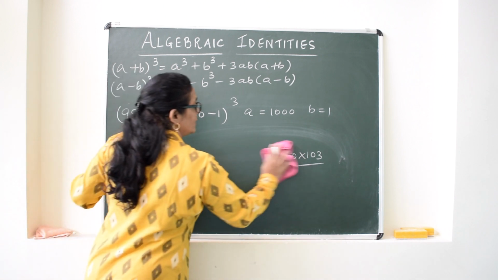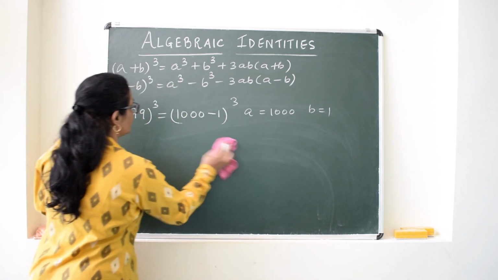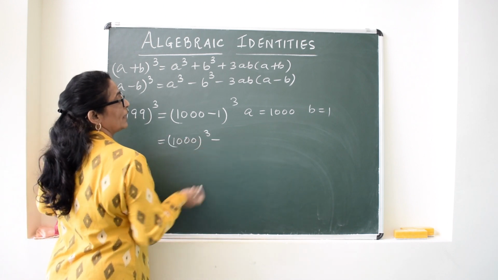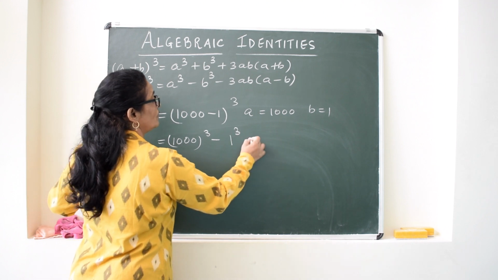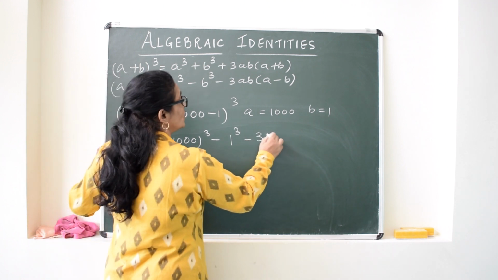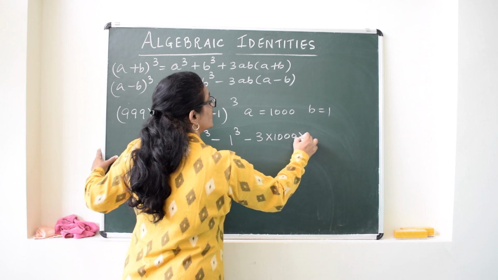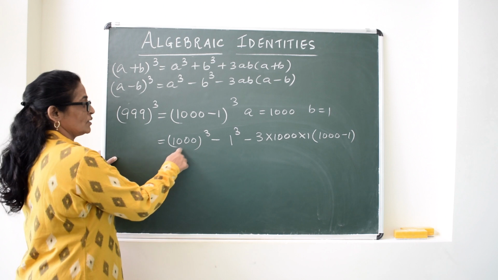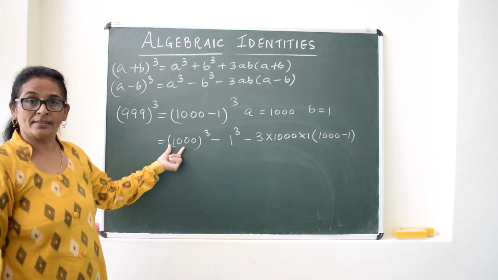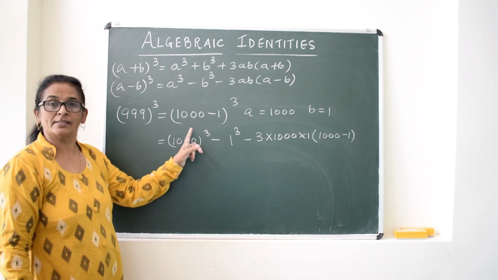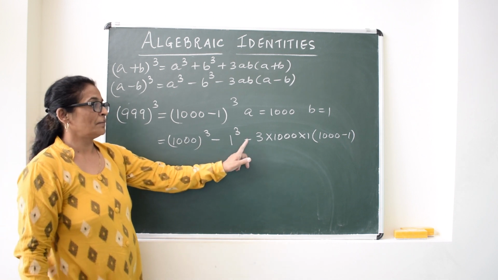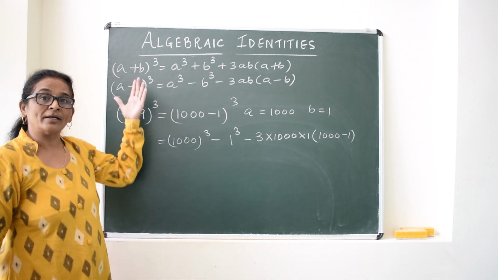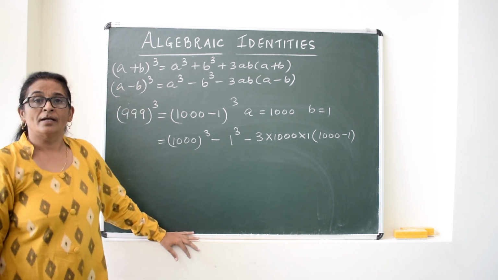So ultimately we will write it this way: 1000 cube minus b cube, meaning 1 cube, minus 3 into 1000 into 1 into (1000 - 1). So further we'll write 1000 cube, 1 with 9 zeros will come, minus 1 minus 3000 into 999. So like this, the same identities can be used for numbers also.